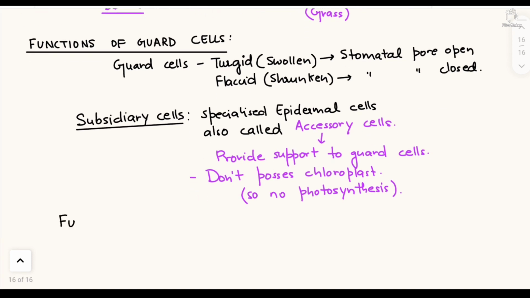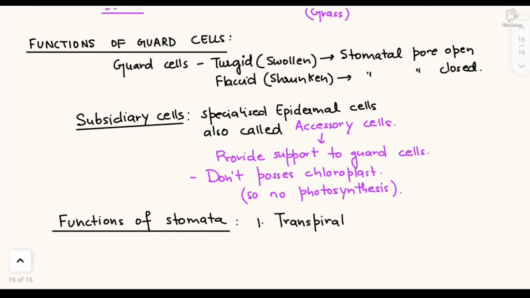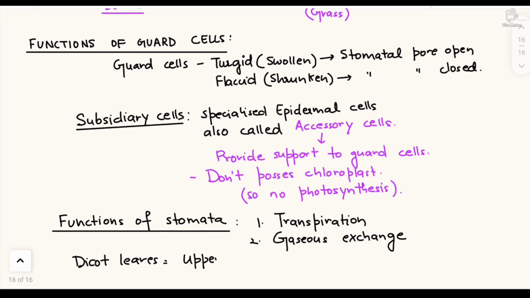Okay, now let's see the function of stomata on the whole. Two major functions of stomata are, first of all, transpiration. The process of losing excess water from the plant body is called transpiration, done through the stomatal pore. The second one is gaseous exchange during photosynthesis. The intake of carbon dioxide and release of oxygen is done by stomata.